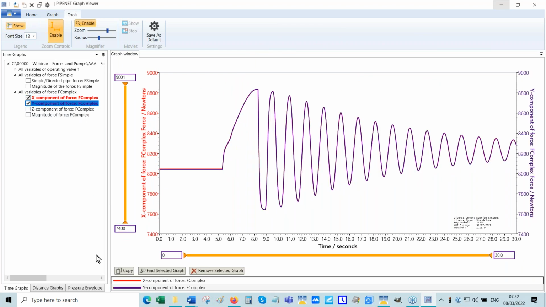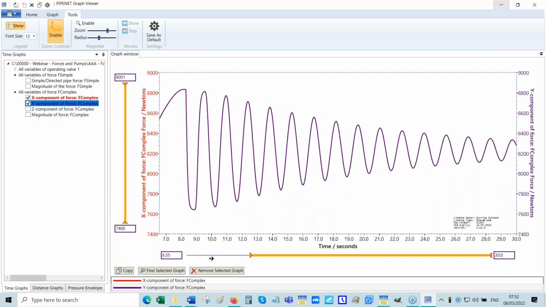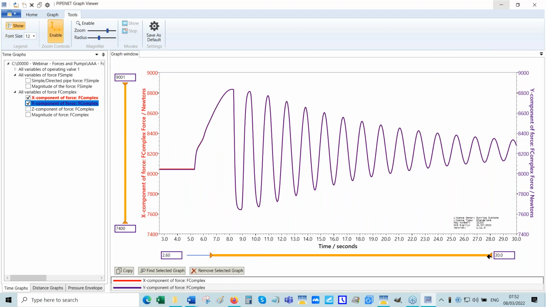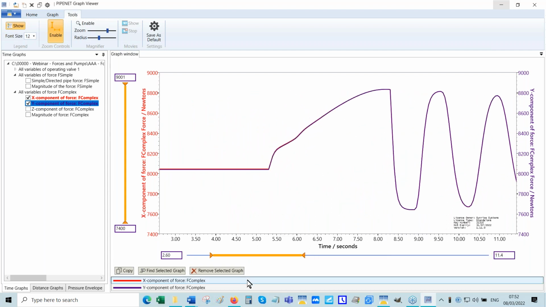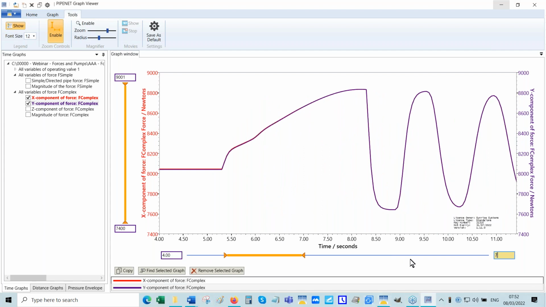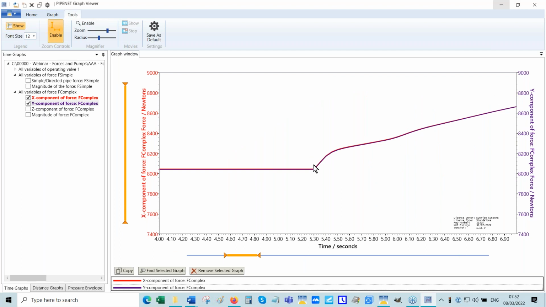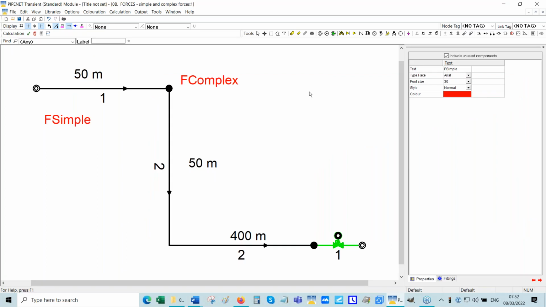While we're here, we can also show you, we can zoom in as we like. I mean, we can use this to zoom in, or we can use this. So you can zoom in that way as well in the graphs. So this shows the difference between simple and complex forces. I will not talk about complex forces anymore. I will only focus on simple forces from now on. But do remember that this is the difference.